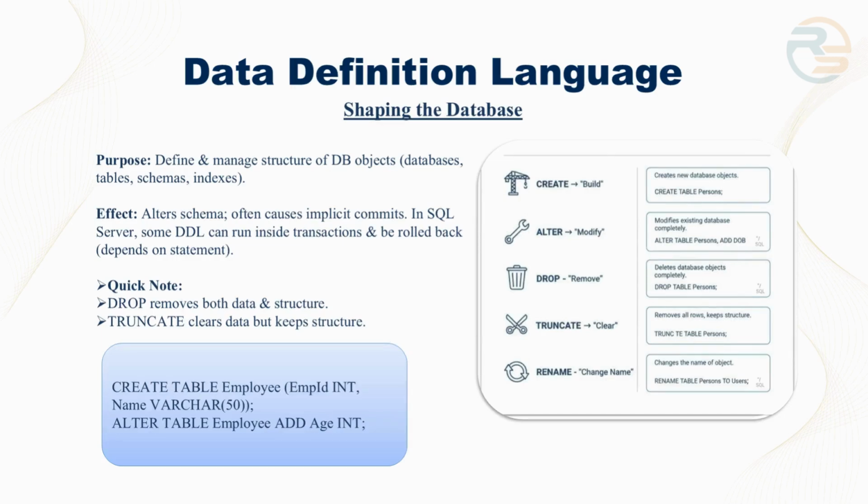First, Data Definition Language, also known as DDL. DDL is used to define and modify database structure. It helps in creating tables, altering table structure, and deleting database objects. Create table command creates a table. Alter table modifies structure. Drop removes both data and structure, while truncate deletes the data but keeps the structure. Rename changes the name. So basically, DDL shapes the database.